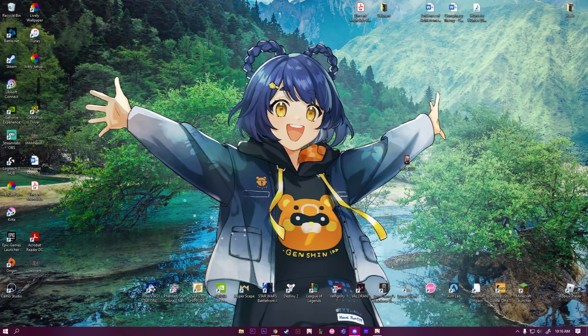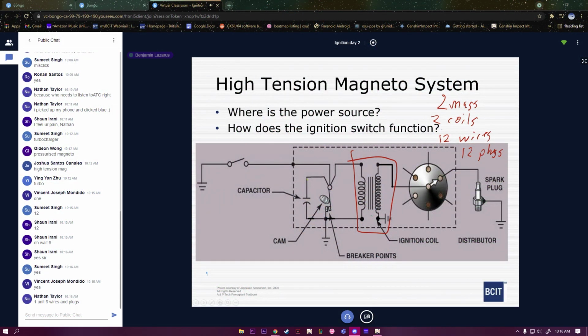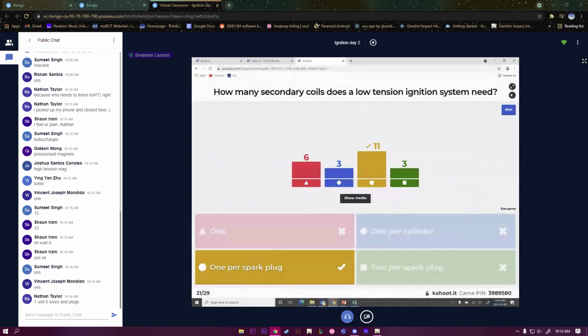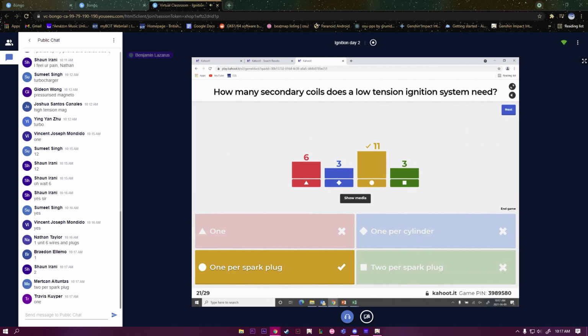Okay, back to the Kahoot. Okay, so do we see what was wrong here? 1 per spark plug for a low tension system. And how many secondary coils does a high tension system need? If a low tension needs 1 per spark plug, how many does a high tension need? 2.